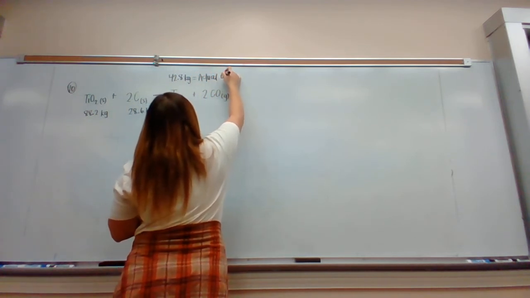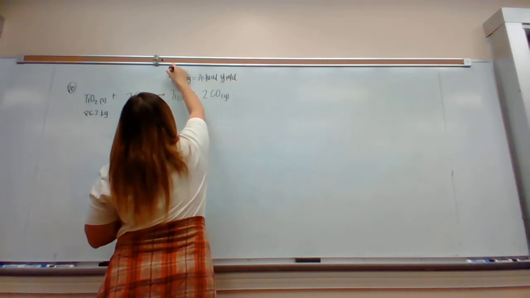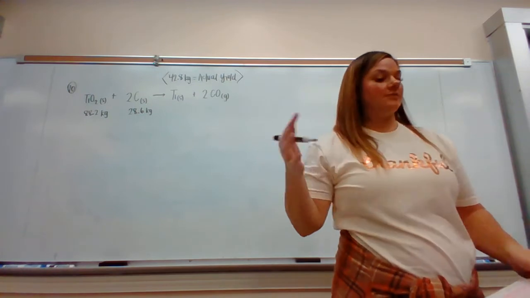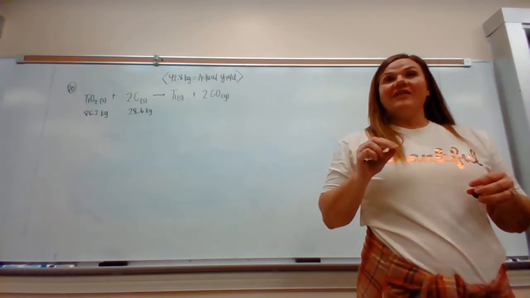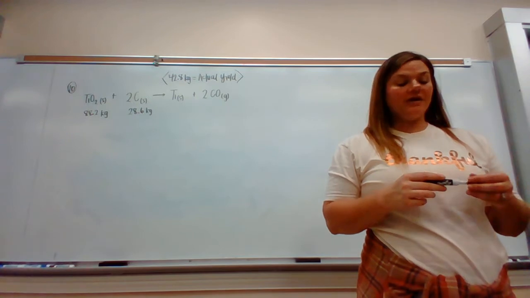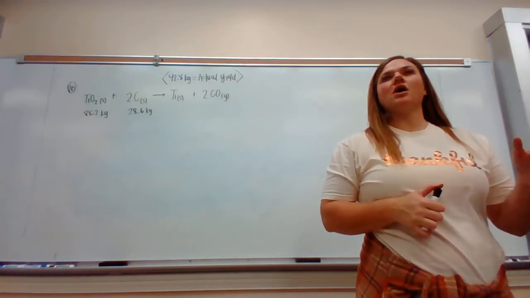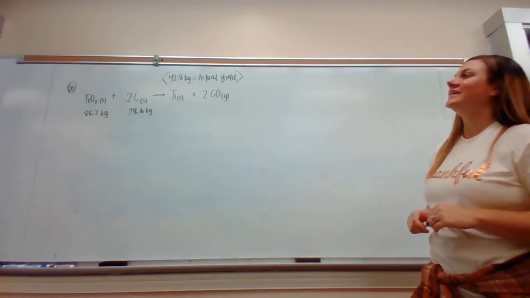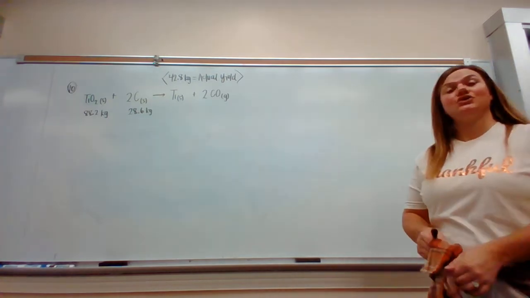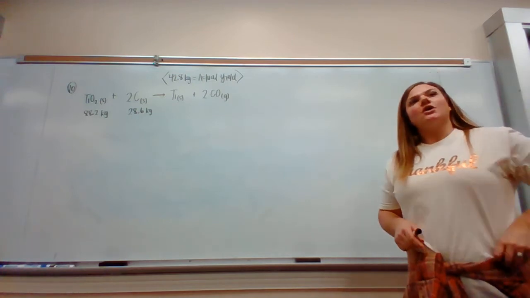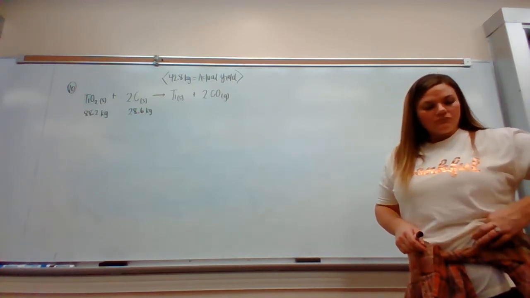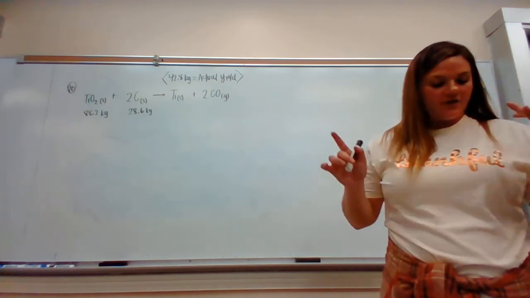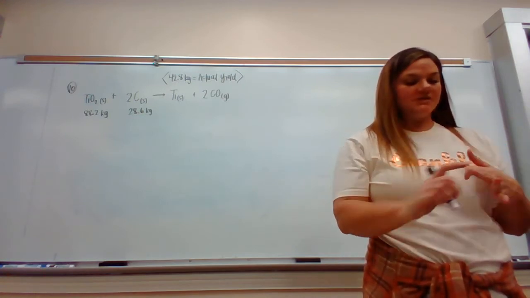Anytime you're given a gram amount of your product, any one product, it doesn't matter, that is your actual yield. Because you can always solve your theoretical yield mathematically. You cannot solve your actual yield unless you actually went into lab. So that's always given to you. Alright, so then the problem says find limiting reactant, theoretical yield in kilograms, and percent yield.